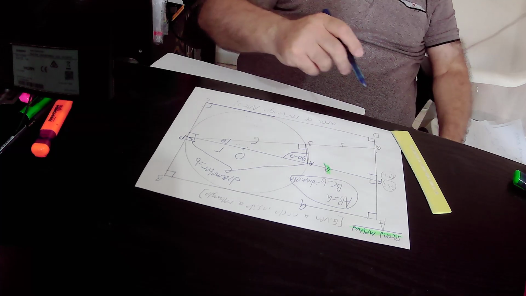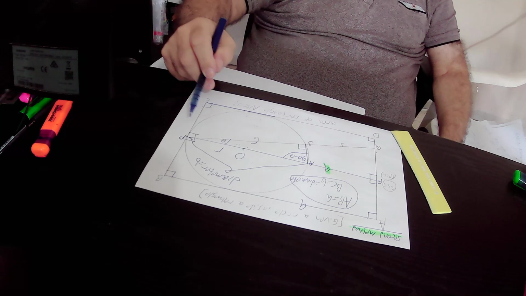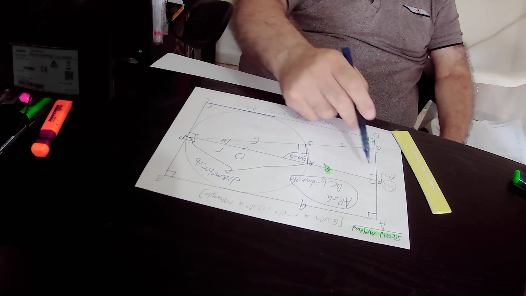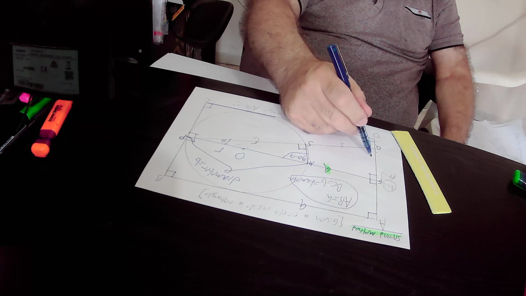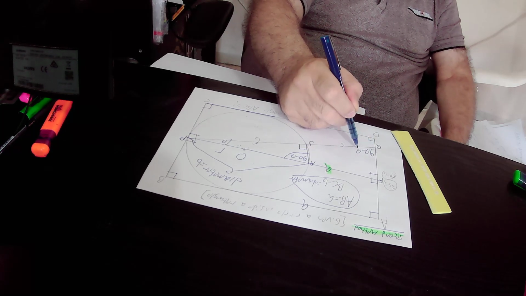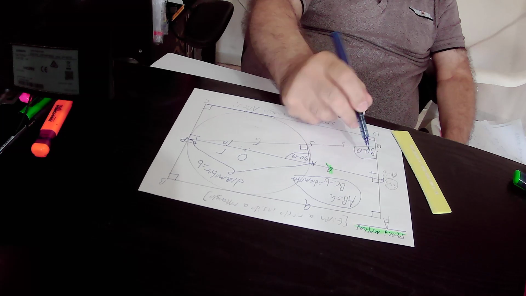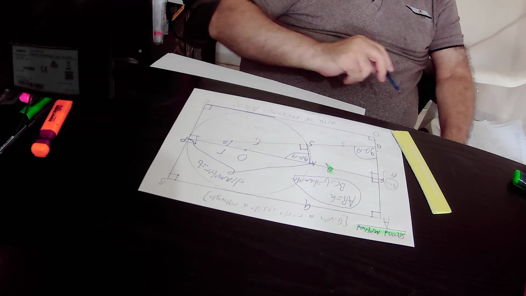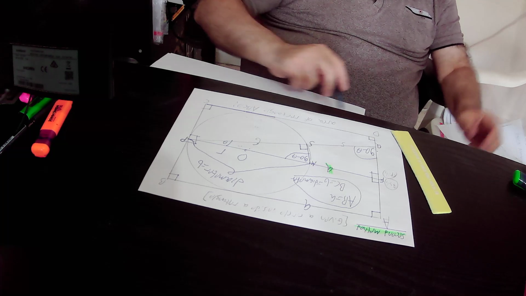Okay, so we focus on triangle FQP. In the right triangle FQP, this angle equals theta, this angle equals 90 degrees, therefore this angle must also equal 90 degrees minus theta. In order to complete the sum of the angles in this triangle to 180 degrees, this angle must be equal to 90 degrees minus theta.